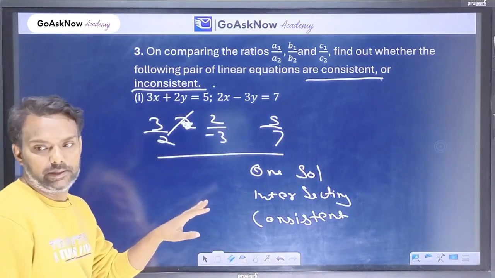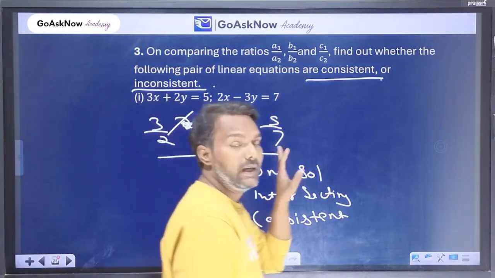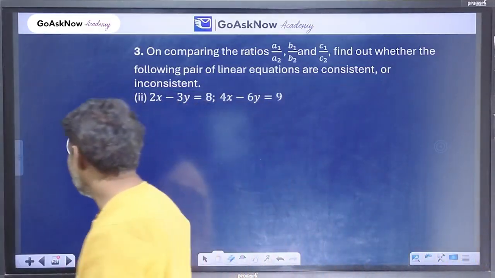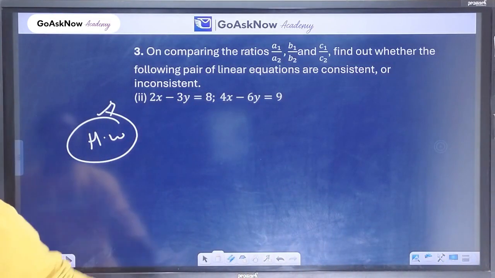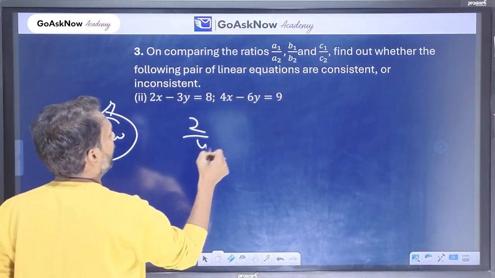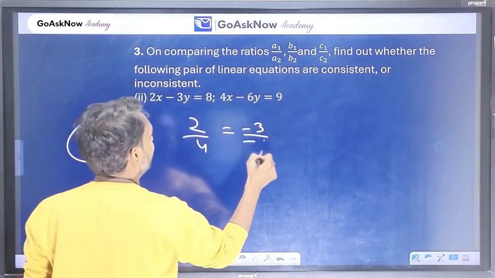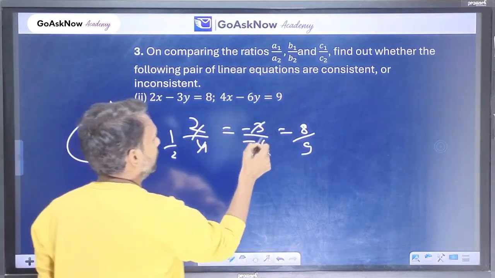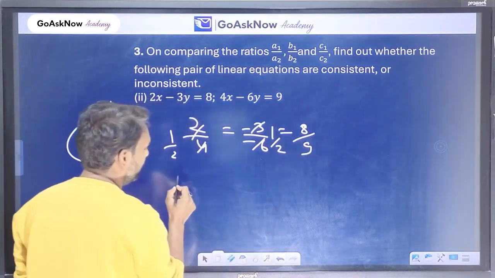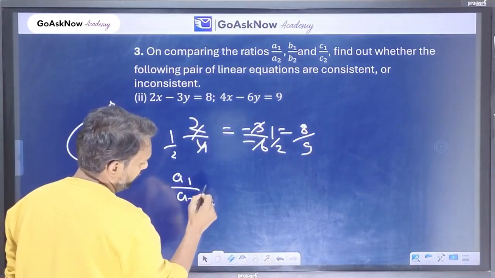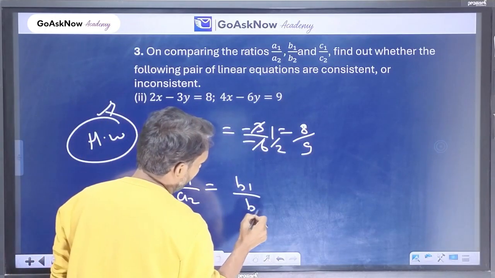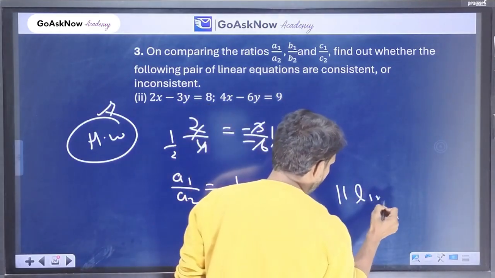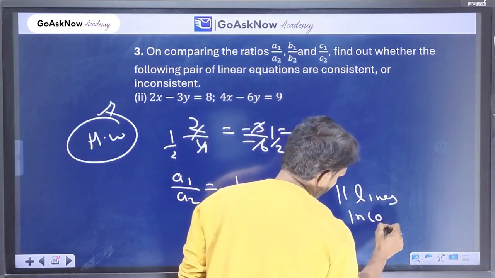Consistent will be in two conditions: if it has a unique solution or many solutions. Otherwise it is inconsistent. For this, 2 upon 4 equal to minus 3 upon minus 6 equal to 8 upon 9. That is 1 by 2, 1 by 2, 8 by 9. So it's A1 upon A2 equal to B1 upon B2 not equal to C1 upon C2. Means parallel lines. Inconsistent.